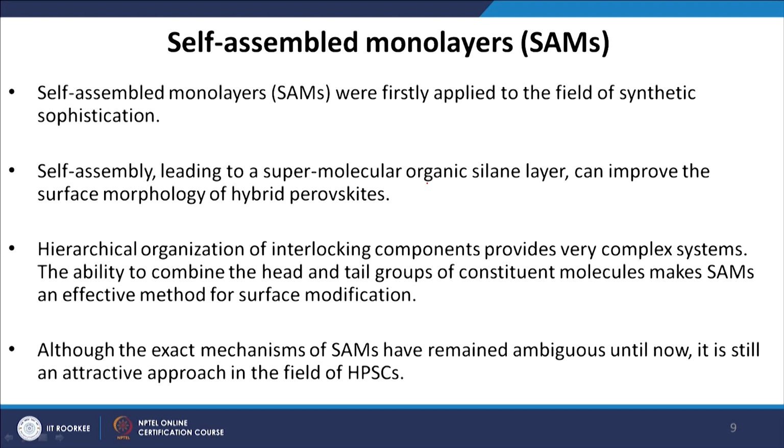Similarly, self-assembled monolayers were first applied to the field of synthetic chemistry. Self-assembly leading to a supramolecular organic silane layer can improve the surface morphology of hybrid perovskite. Hierarchical organization of interlocking components provides very complex systems. The ability to combine the head and tail group of constituent molecules makes self-assembled monolayers an effective method for surface modification.